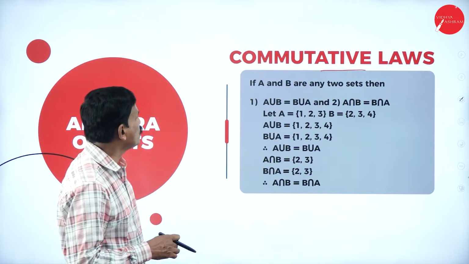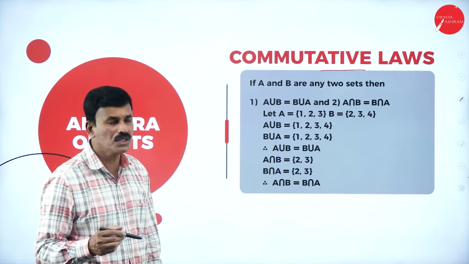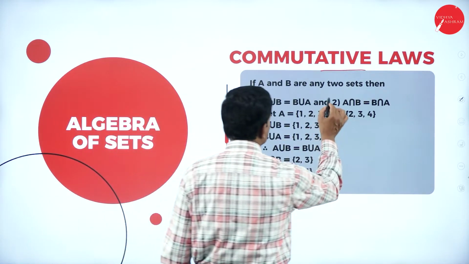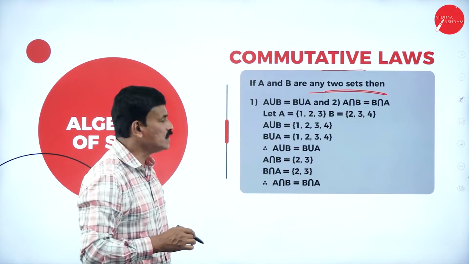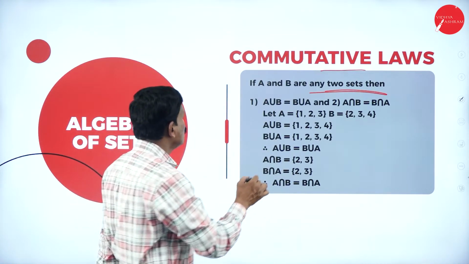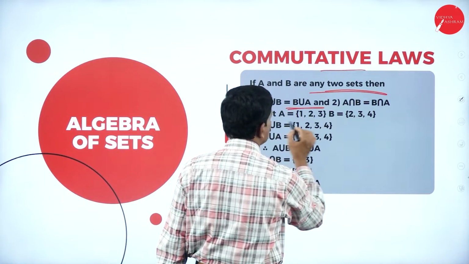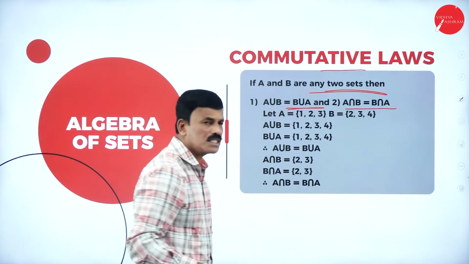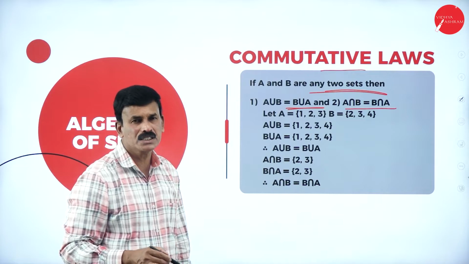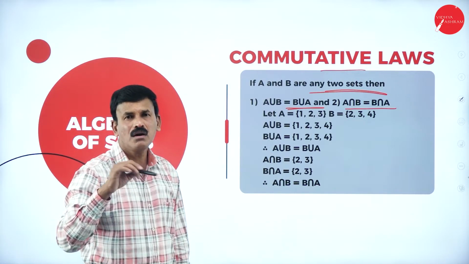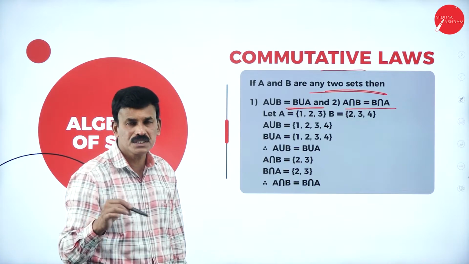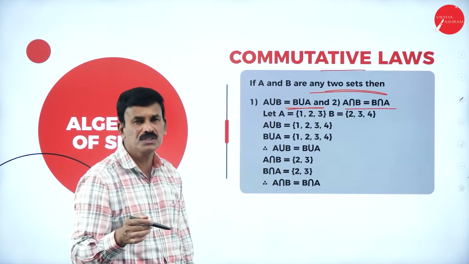Now, a very important law, the commutative law. Commutative law means if A and B are any two sets, then A union B is equal to B union A, and A intersection B is also equal to B intersection A. They commute with each other.